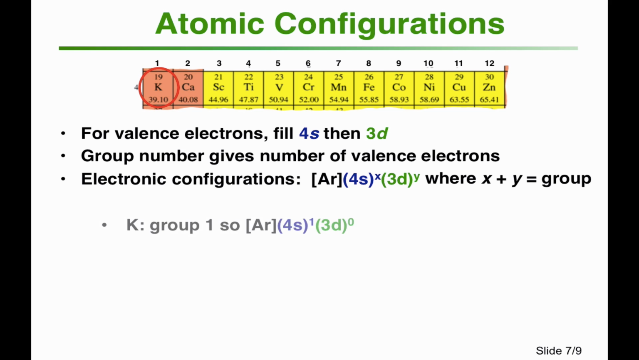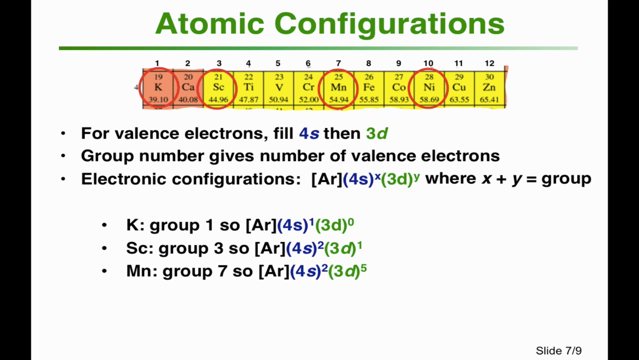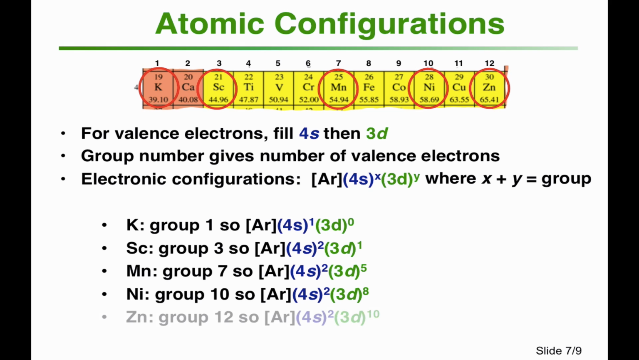So we start off with potassium in group 1. We have one valence electron which goes into the 4s. Over at scandium, since it's in group 3, we put 2 in the 4s, leaving 1 in the 3d. Manganese in group 7, we have 7 valence electrons, 2 in the 4s and then 5 in the 3d. Nickel in group 10, 10 valence electrons, we put 2 in the 4s, giving us 8 in the 3d. And lastly, zinc all the way over in group 12, 12 valence electrons. We filled up the 4s with 2 electrons, putting 10 in the 3d, which is also filled.